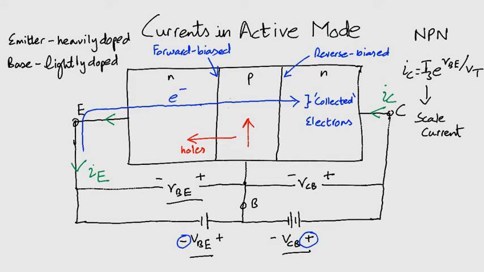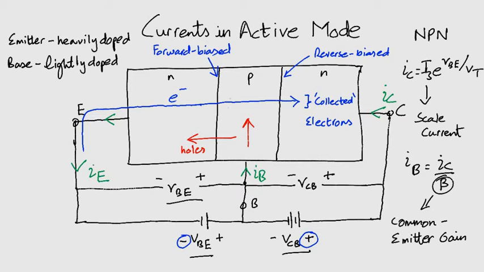Remember that recombination occurred when electrons were swept from the emitter region to the base region and recombined with a few holes there. These are the holes that are going to be replaced by this component of the base current. We can write IB in terms of IC as IB equals IC over beta. Now before I tell you what beta is, let me draw the direction of IB, which is of course the same as the direction of the holes it pumped into the base region. Now, coming back to beta, it is the common emitter current gain.